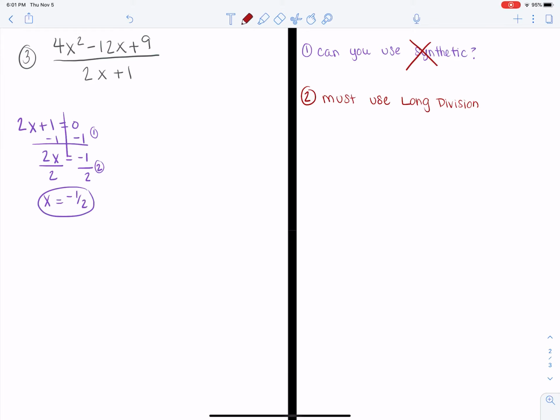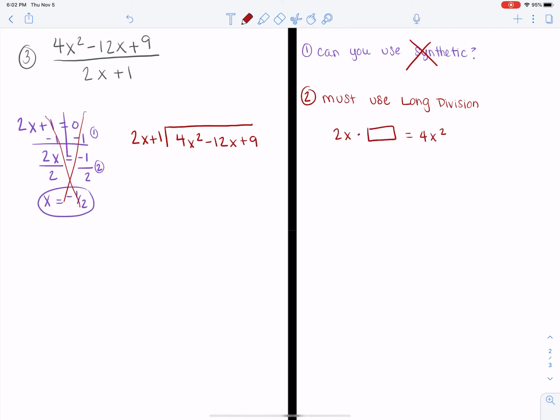In order to use long division, you're going to build a division symbol. You're going to put the 2x plus 1 on the outside. Then you're going to put 4x squared minus 12x plus 9 on the inside. Okay, now you have to ask yourself, 2x times what would give me 4x squared? Well, it would be 2x.